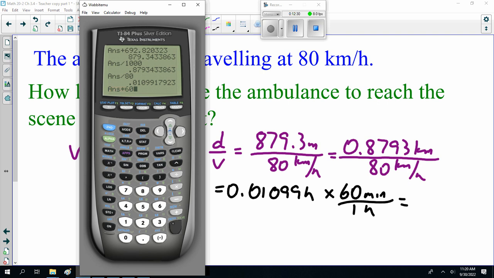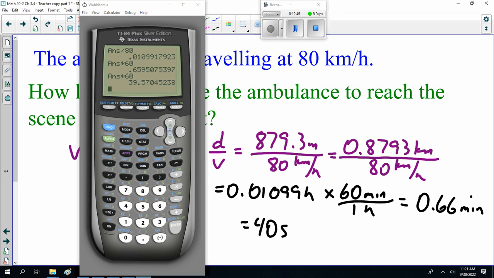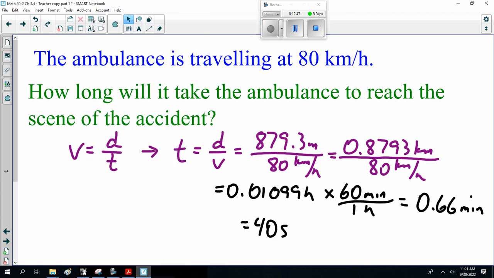times 60, 0.66 minutes. Times 60 seconds in a minute. We're looking at about 40 seconds. So that's about 40 seconds out, which is a long time. Well, I shouldn't say that. I've been in a traffic accident, hour plus for the ambulance to show up. So anyway, so 40 more seconds.